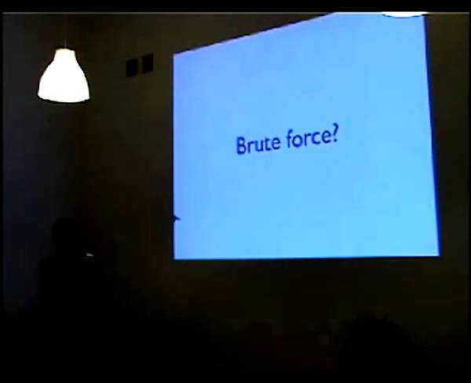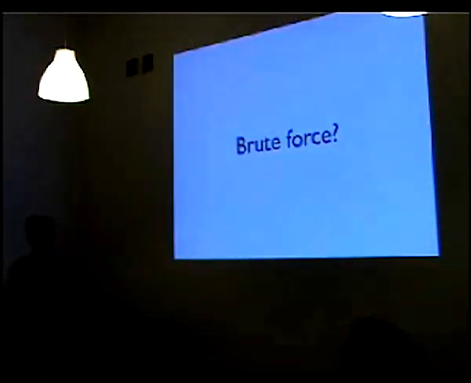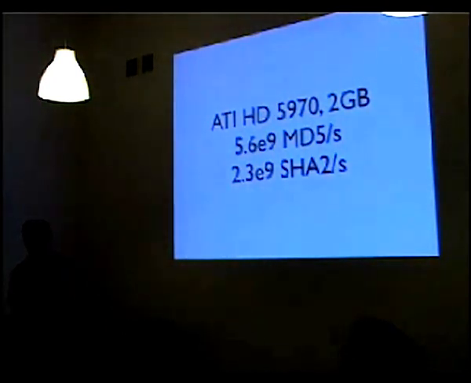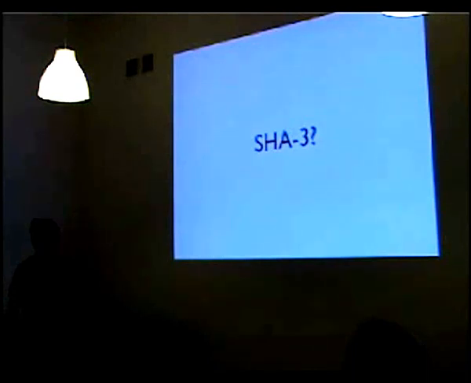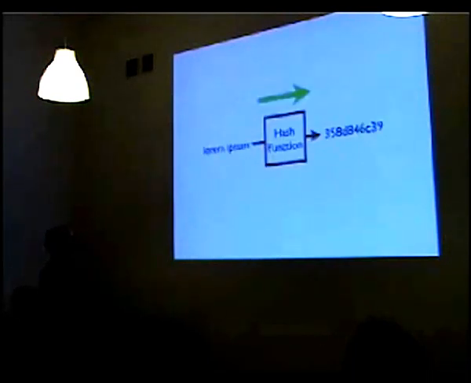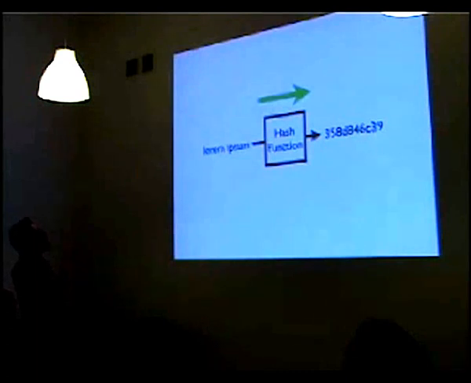Because remember, going from the plain text to the hash value is really, really easy, it only takes a couple of cycles. Well, you have these things, which have roughly the air displacement and noise of a vacuum cleaner, and they compute about 5.5 billion MD5 hashes per second and 2.5 billion SHA-2 hashes per second, and this is 2-year-old technology. So people think, well, maybe SHA-3 will fix it. Well, like I said, a hash function is supposed to be really good at going from the plain text to the hash value. So this is supposed to be fast.